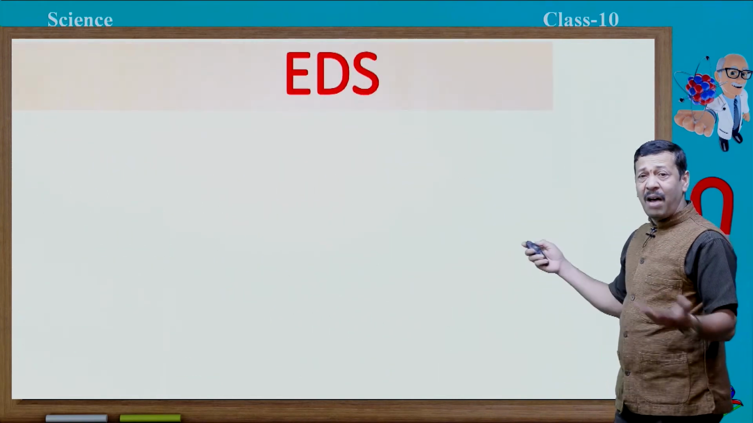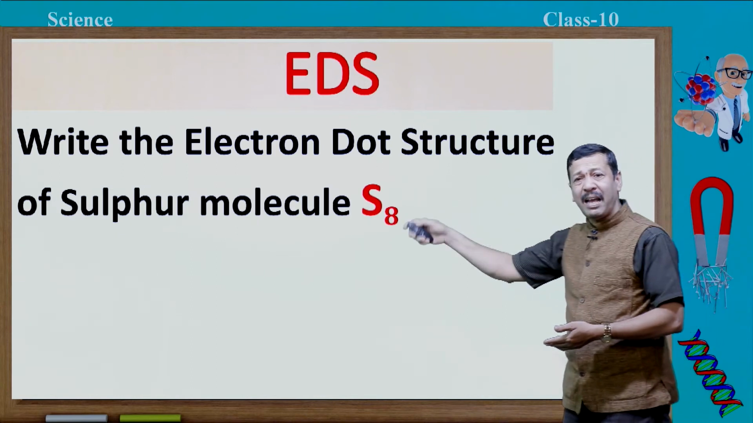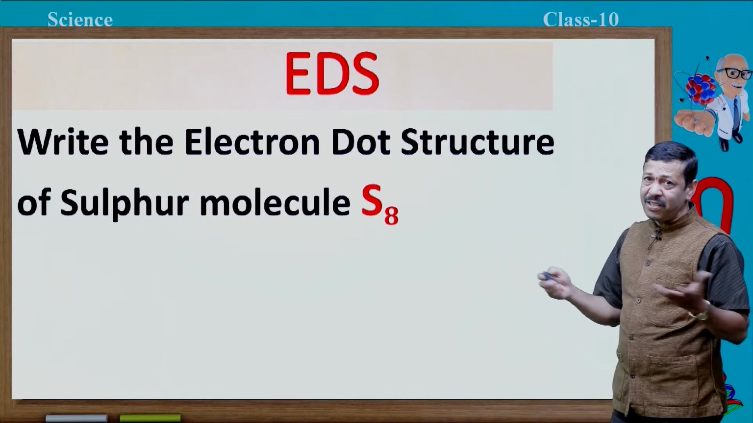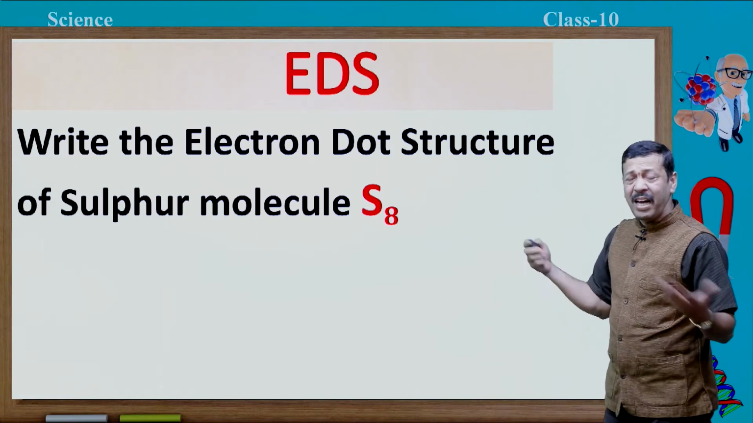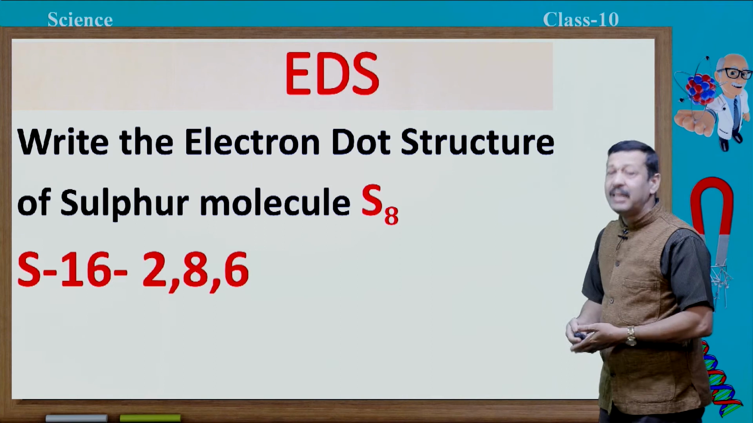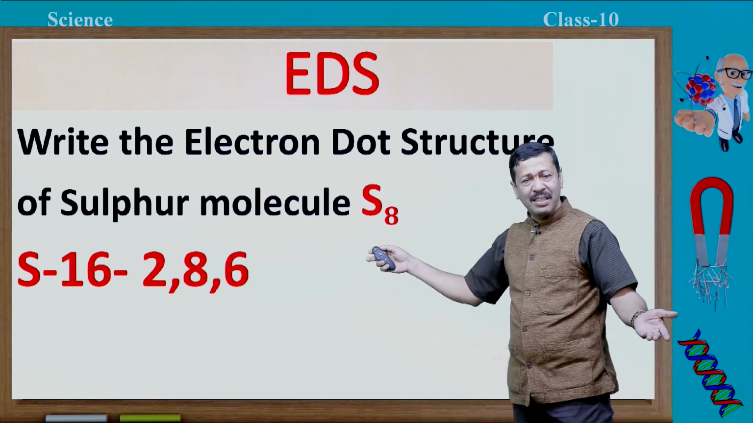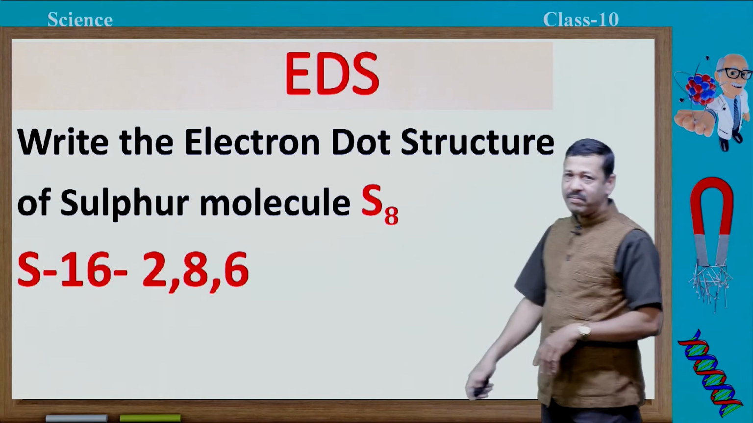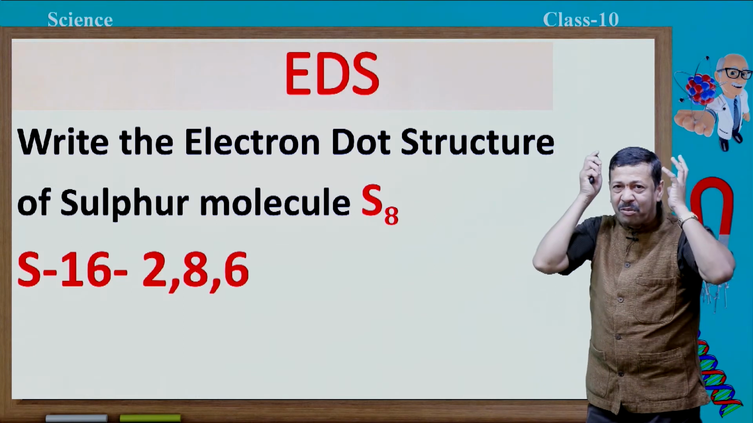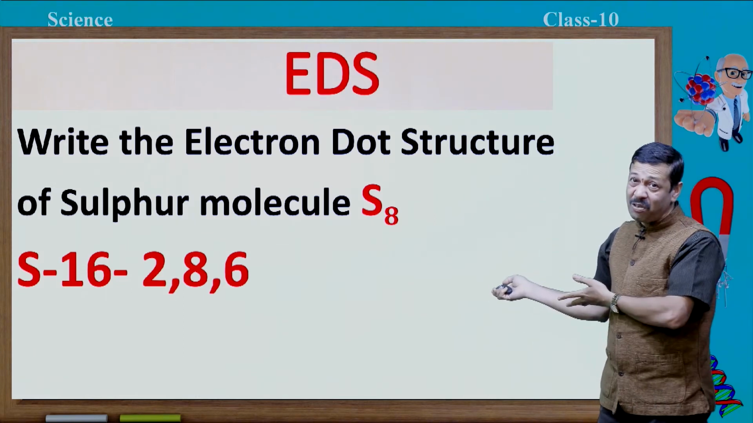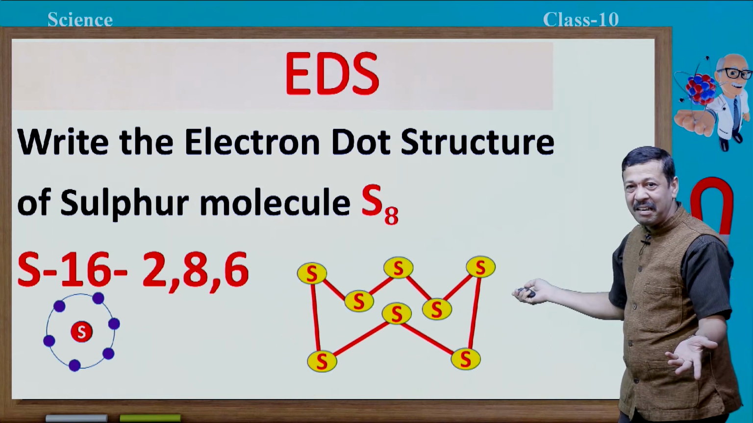Now let us have the EDS of the sulfur S8 molecule. It's a wonderful molecule. See, nature is so beautiful, it creates only such beautiful things. Now sulfur's atomic number is 16, and the valence shell has 6 electrons. Then what is the structure? It is the structure of a crown. So these are also like the crown. So this queen, see how is that?